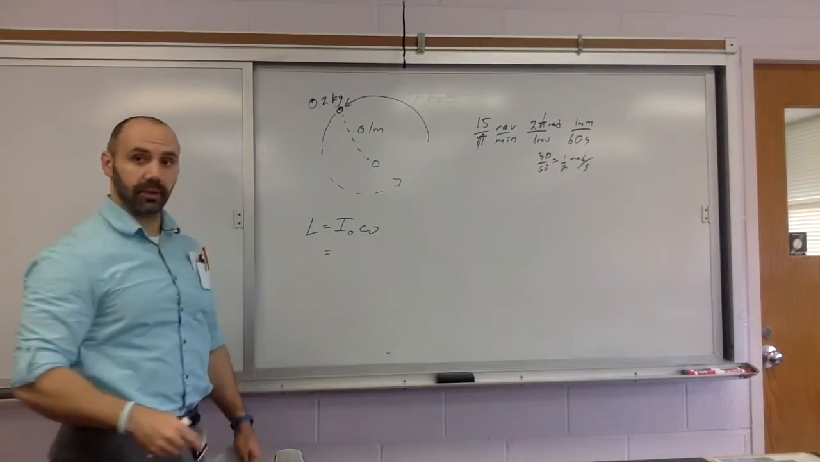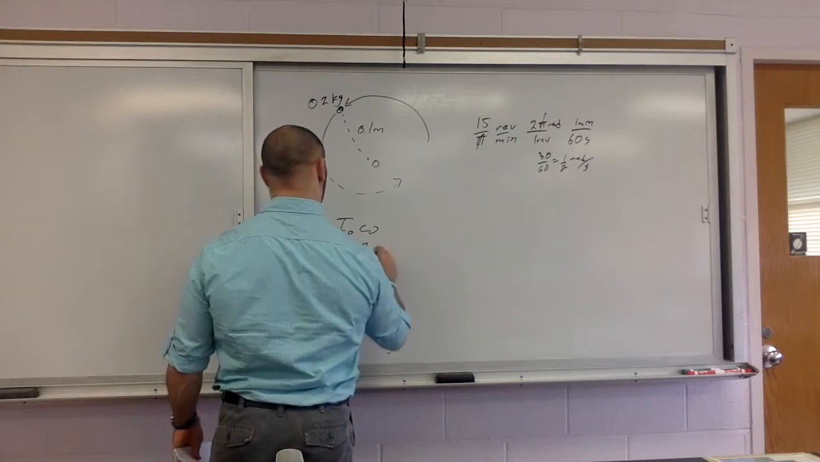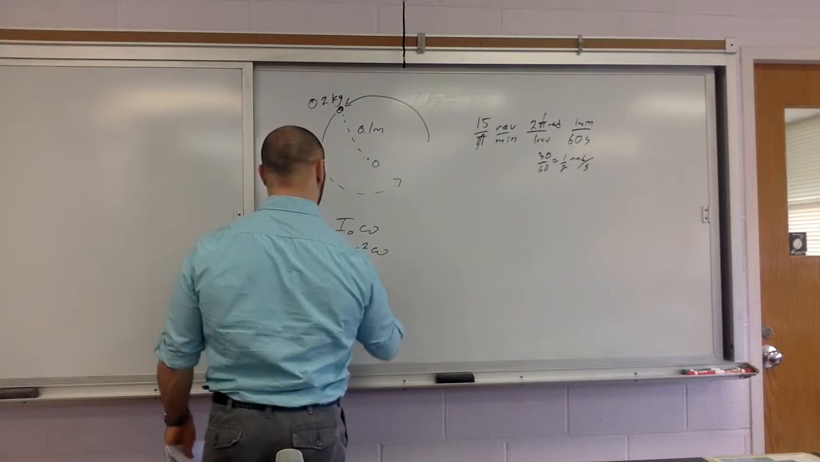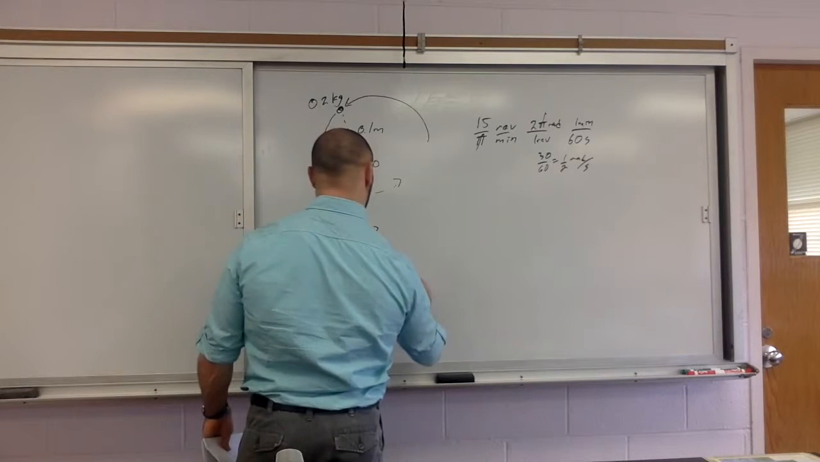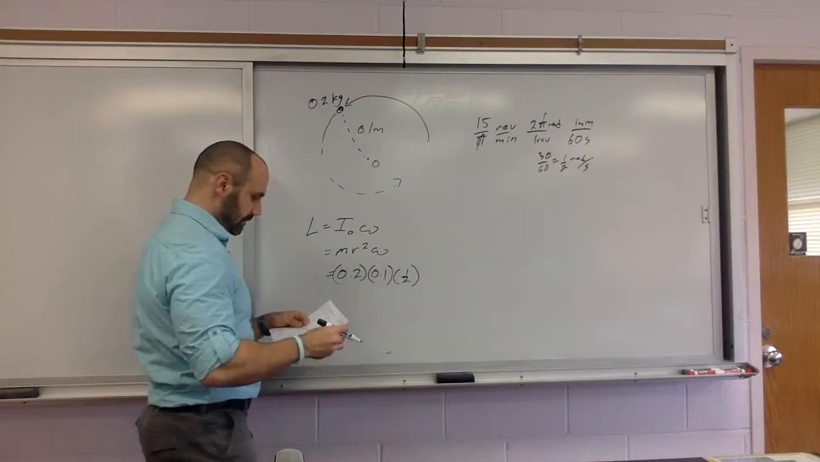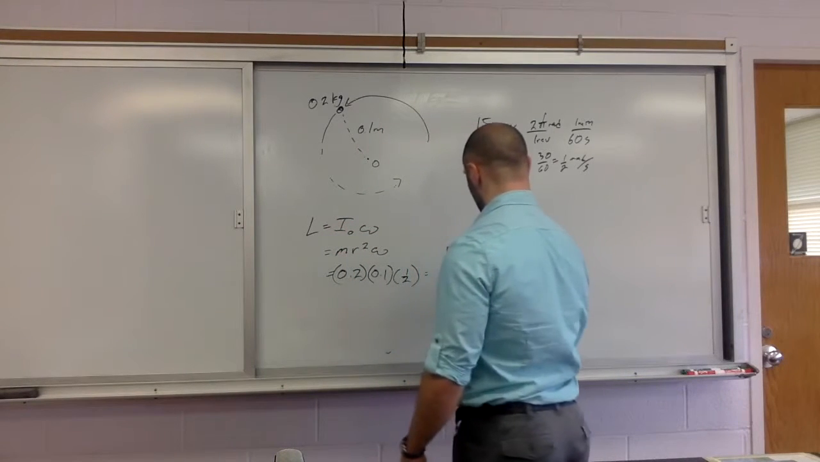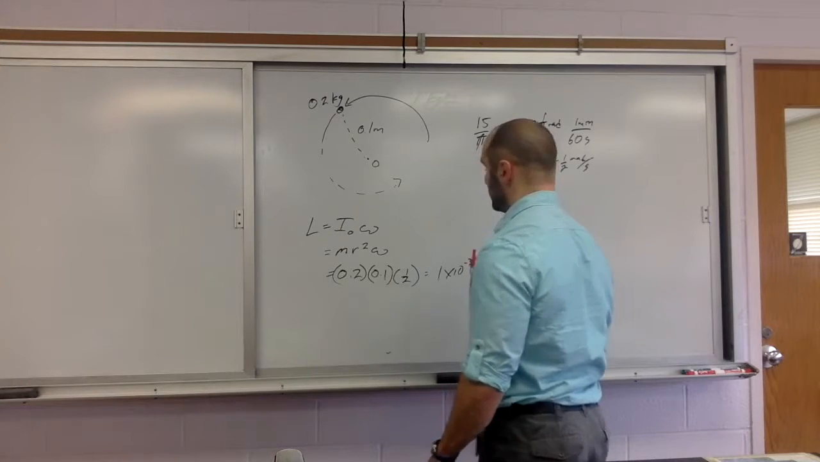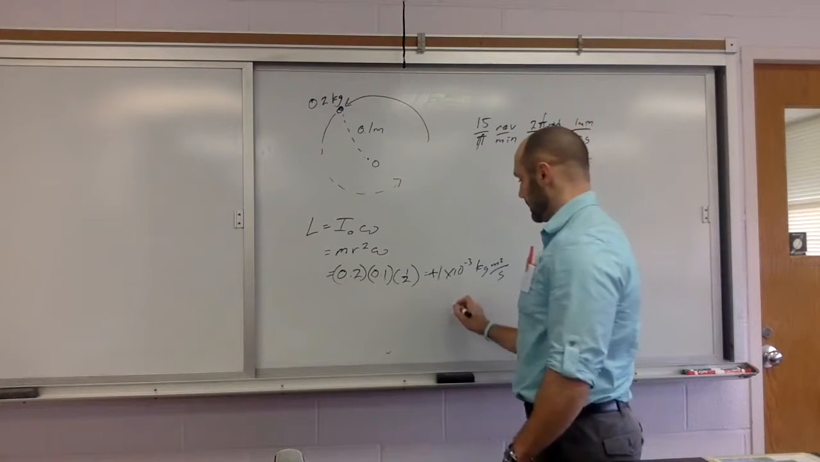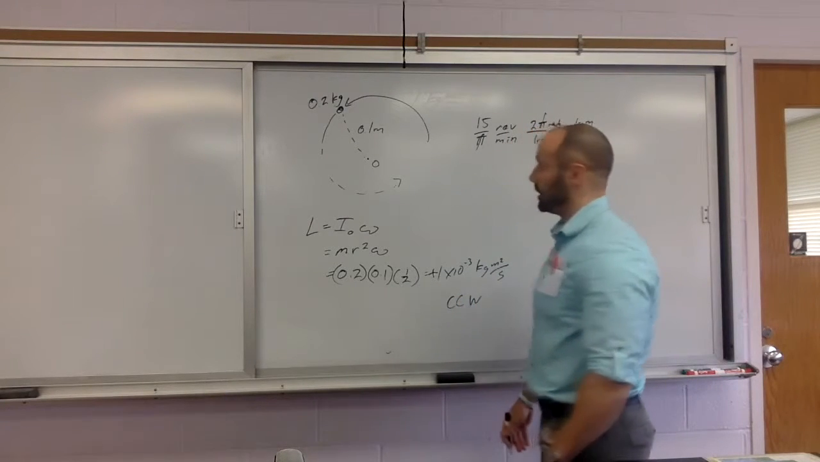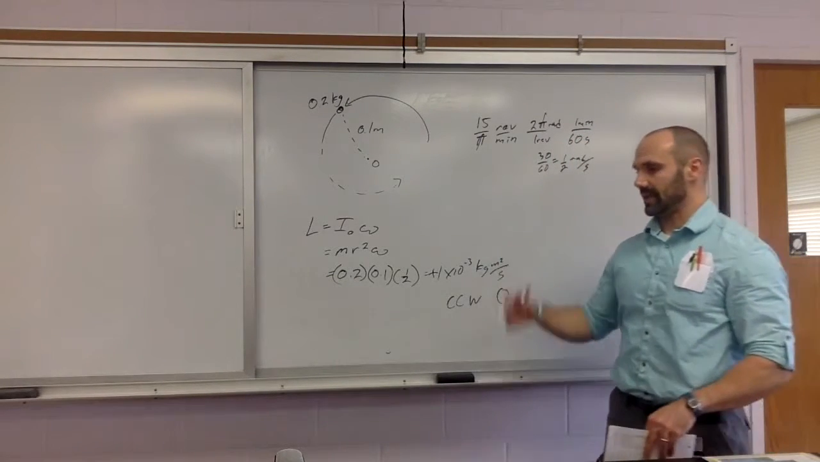And what's I? Well, it's a point particle, so it's just mr squared. So mr squared omega. M is 0.2. R is 0.1. And omega is 1/2. I'm left with 1 times 10 to the negative third kilogram meter squared per second. And the direction is positive, so I can put positive here, or I could say counterclockwise, indicating the direction of the angular momentum is pointing out of the page.